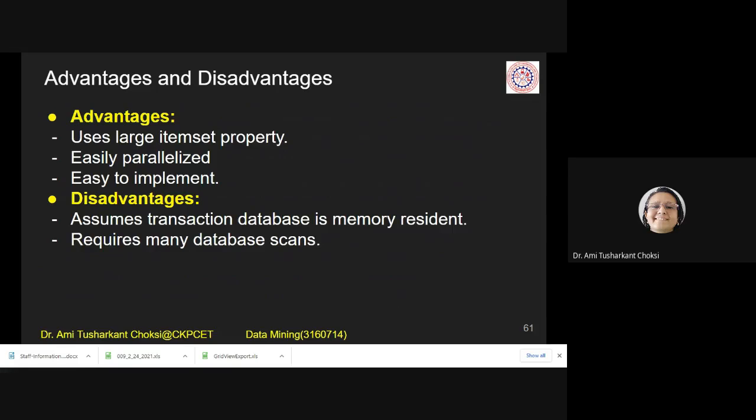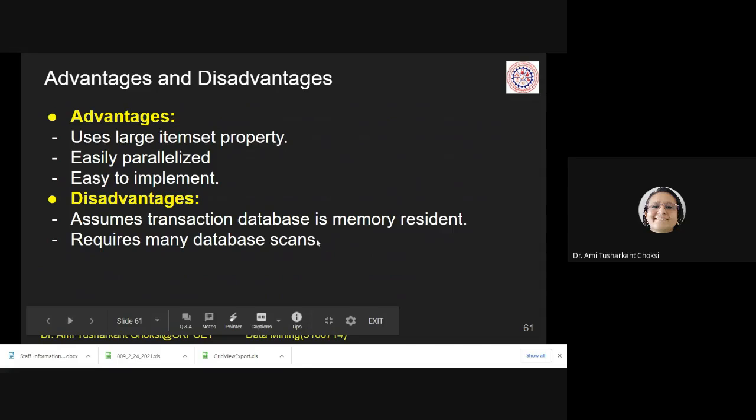Okay, count in the table. First transaction, second transaction, third transaction. See, scan all the transactions. Again, for say I1, I2, that is the two item set generation, for that also again scan the database. For three item set generation, again scan the whole database, right? So what do we say? It requires many database scans. So it will take longer time, isn't it?